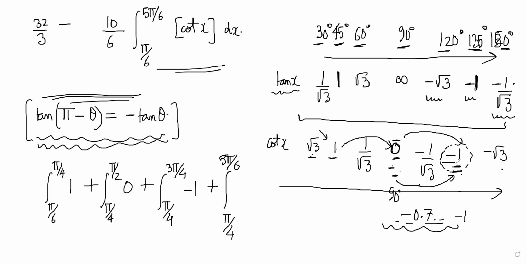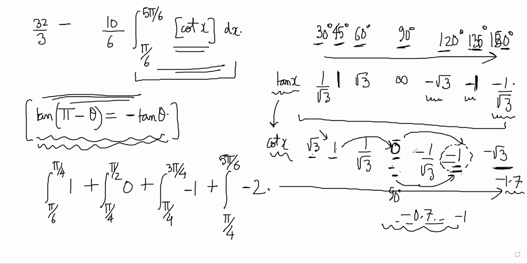notice that now it is more negative than -1, no? This is -1.7, right? It will be -2. यहाँ पे -2, right? Correct. So that is how I have analyzed my integral here. I have broken it out into different places where cot x is changing its value, right?